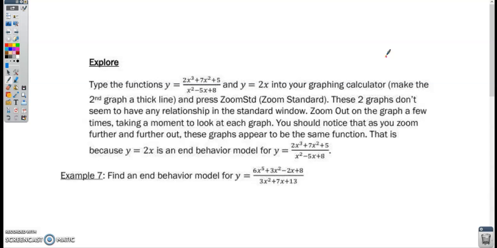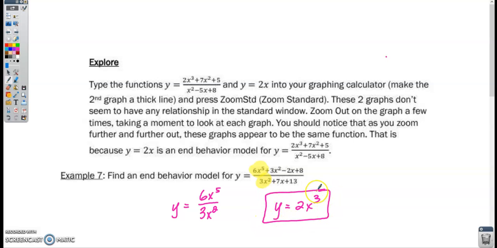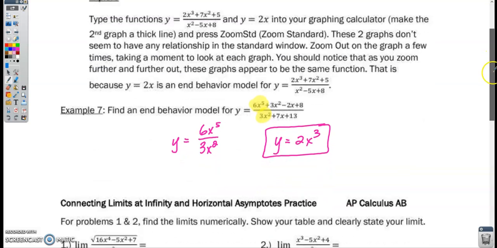6x to the fifth grows so much faster than 2x as x approaches infinity that it completely dominates its behavior. And so, the biggest power of x in both the numerator and denominator dominate the behavior of this function. And so to find the end behavior model, I'm going to ignore all the other powers of x and just take those two powers of x and then simplify the result. And you would find that y equals 2x cubed is a great power function end behavior model for this rational function. All right, that's it.